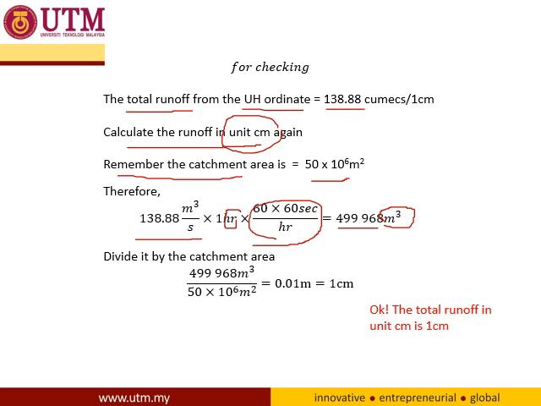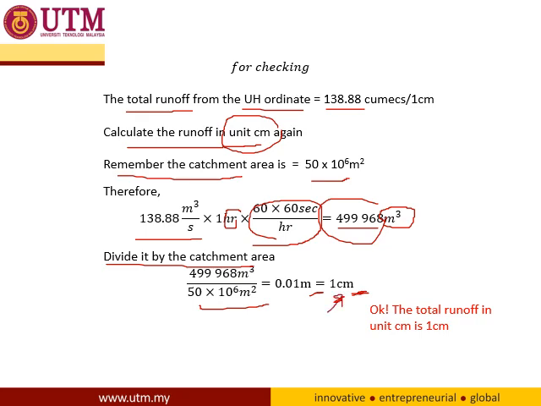But now you want it in the unit of depth, in meters. Specifically, you want it in the unit of centimeter. So what you do is, this value, the volume, you divide by the catchment area. Same process as before. You divide by the catchment area. So you want to see whether your runoff in the unit centimeter is 1. So what you get is 1.